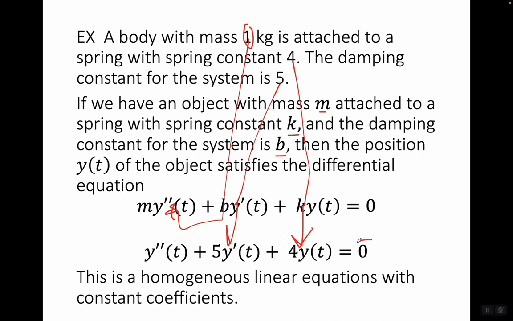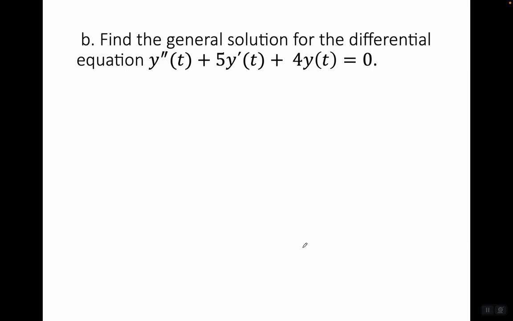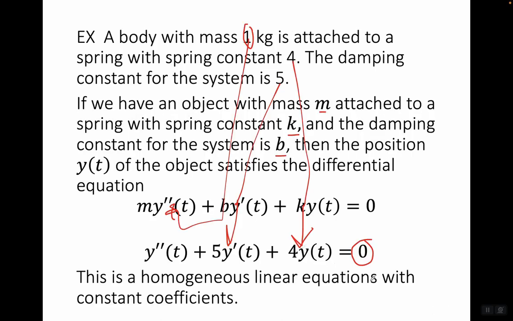It's homogeneous because the right side is 0. That's what it means to be homogeneous. It's linear because it's not y double prime squared or anything like that. It's just some function of t times y double prime plus some function of t times y prime plus some function of t times y. In this case, those functions of t are just constants. So it's a homogeneous linear equation with constant coefficients. Ignore the fact that it says equations.